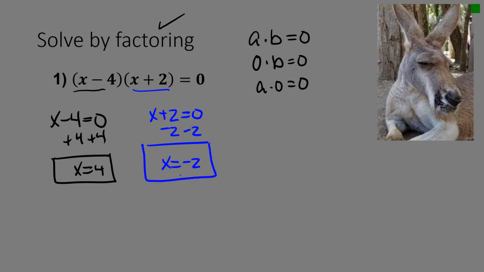And after we finish this unit, we're going to talk about what those solutions actually mean when you're graphing. I'll give you a hint, they're the x-intercepts. So over here, that means this graph crosses the x-axis at negative 2 and 4.